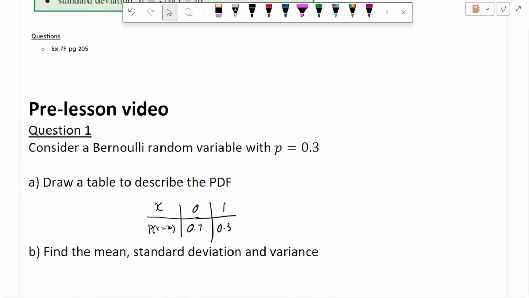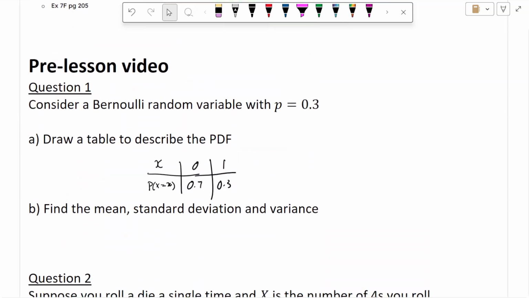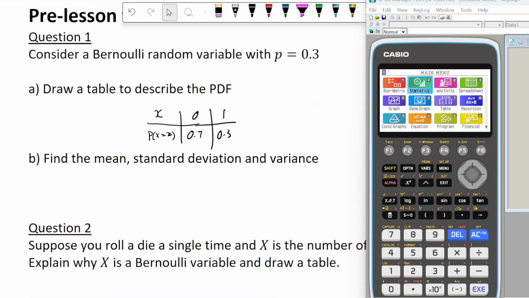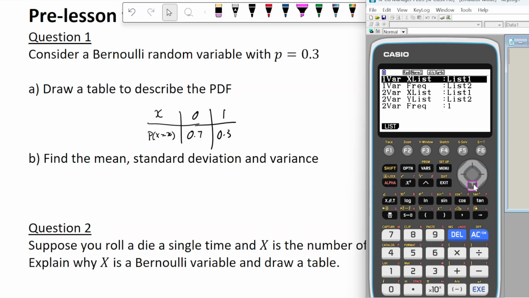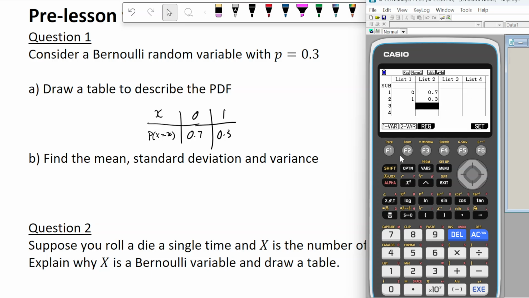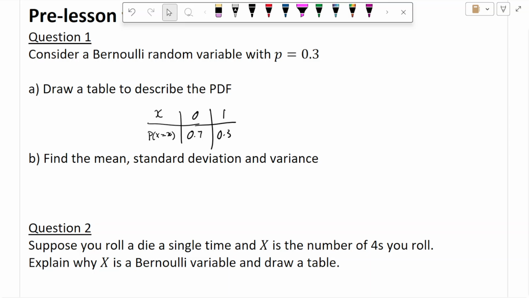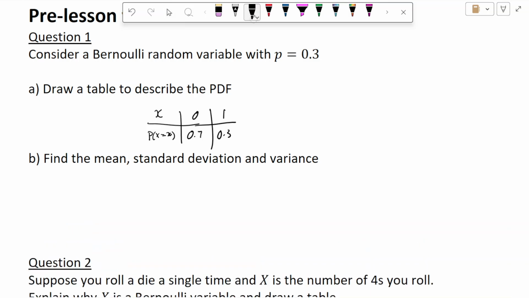Now there are a couple different ways to do this. One thing that you can do is chuck it into your calculator. So if you do this, you're going to go into the stats menu, and this would be how you find the mean and standard deviation of a PDF in general. So you just go 0 and 1, 0.7 and 0.3. And then we could go calc, we could go set to make sure we got a frequency list on list 2 there. And then 1 var. So the mean would be 0.3 and the standard deviation would be 0.458.